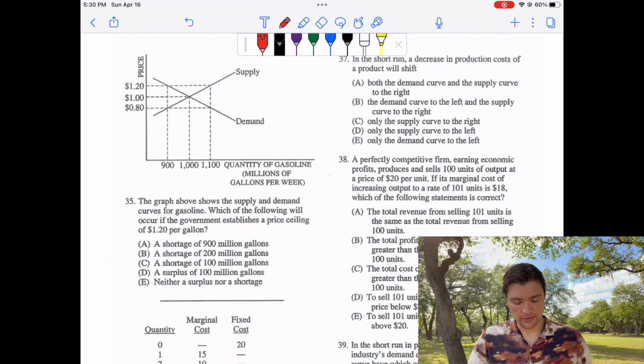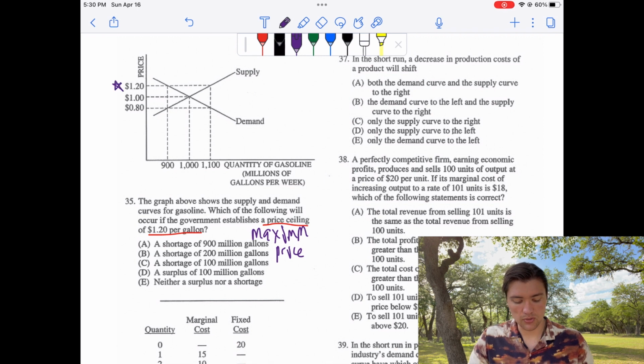Number 35. The graph above shows the supply and demand for gasoline. Which of the following is true for a price ceiling of $1.20? Remember, a price ceiling is a maximum price. Okay, so this is the most you can charge for gasoline. Where does the market always go to? The market always goes to equilibrium.